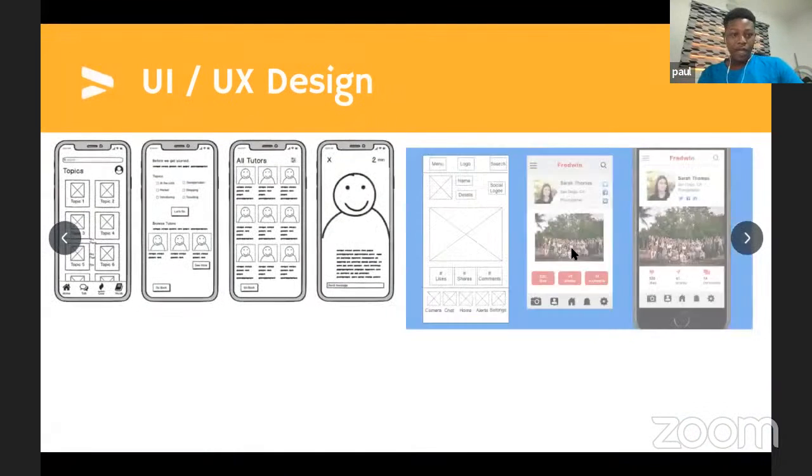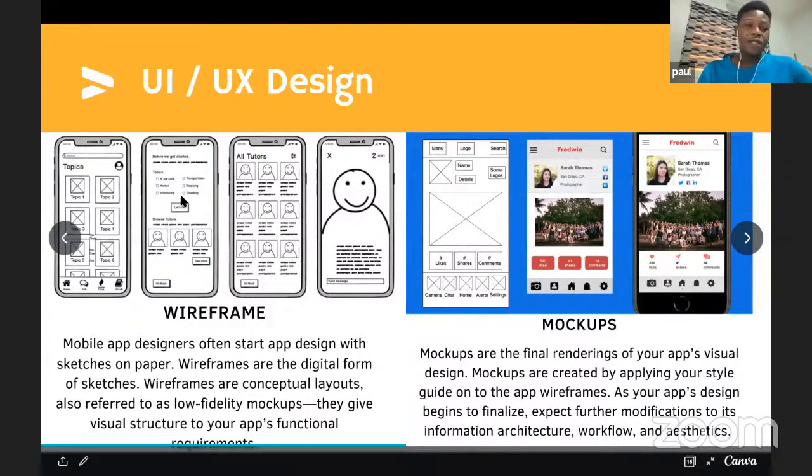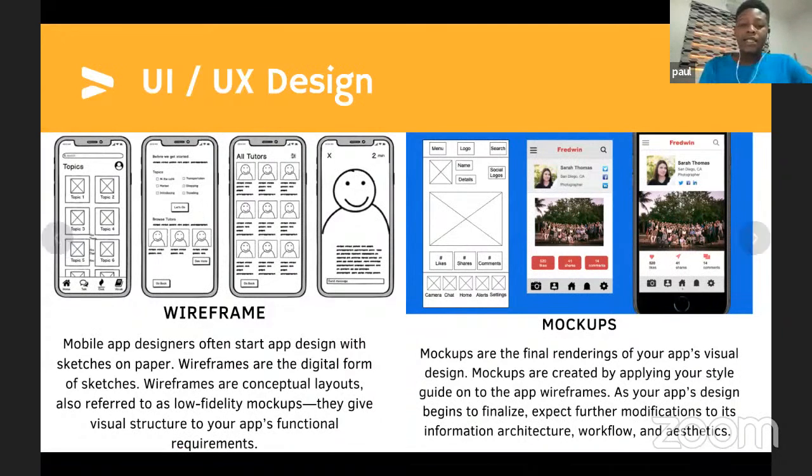So next we have the UI/UX design. This is split into three, but I just want to condense two for now. We have the wireframe, we have the mock-up, and we have the prototype. The wireframe: mobile application designers often start application design with sketches on paper. That's the first stage of designing your application. You have to sketch, okay, this is what I want my application to look like. Once the user clicks this, which page should it bring them to next?